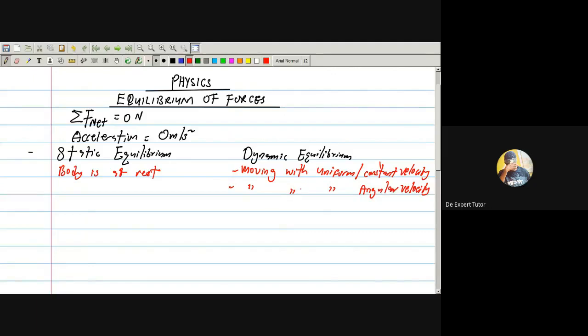And pay attention to something. In secondary school, when you're still in SS1 doing equations of motion, they will tell you that whenever you have uniform velocity, or constant velocity, whenever velocity is not changing, take note that acceleration is zero. Now, let me give you an example.